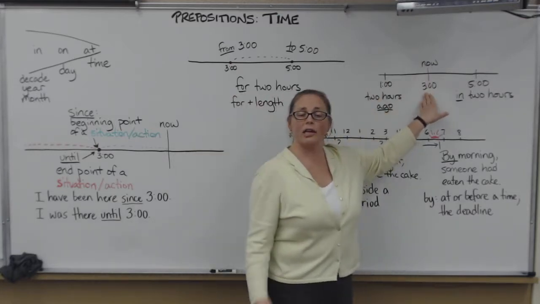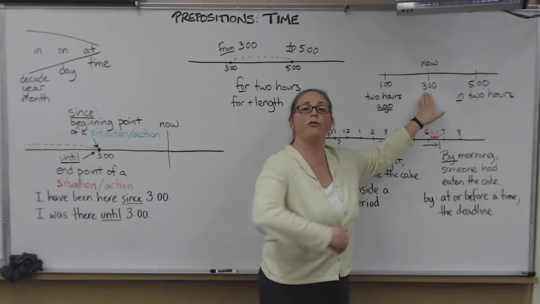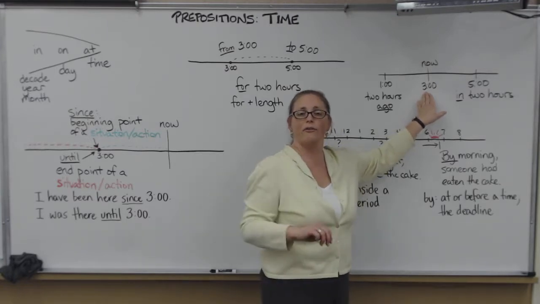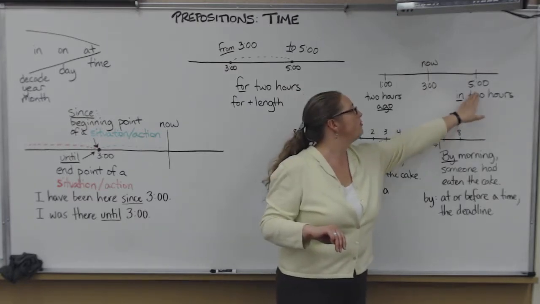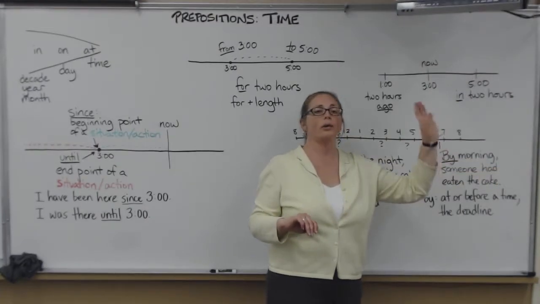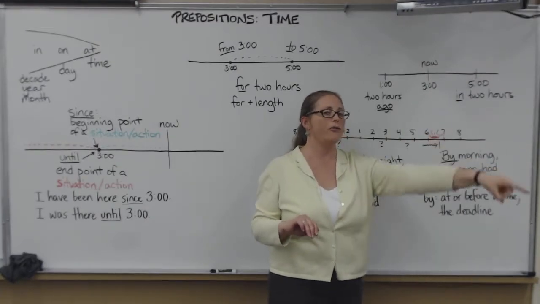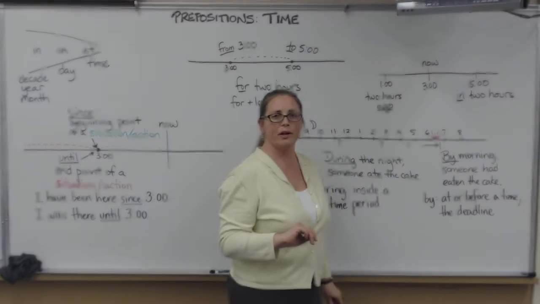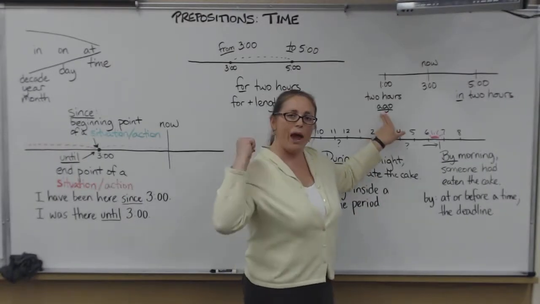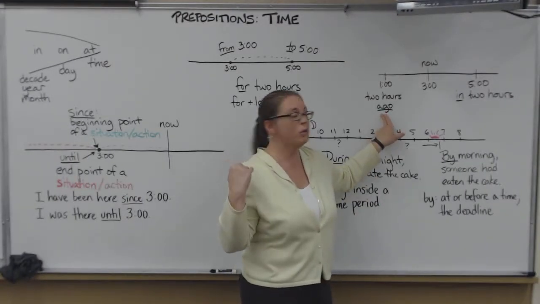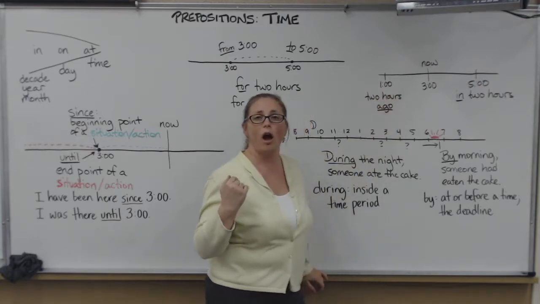Finally, if you're talking about now and you want to go forward or backward from now, 5 o'clock is in 2 hours. Always use in to go forward a period of time. Backward a period of time is ago. 2 hours ago was 1 o'clock.